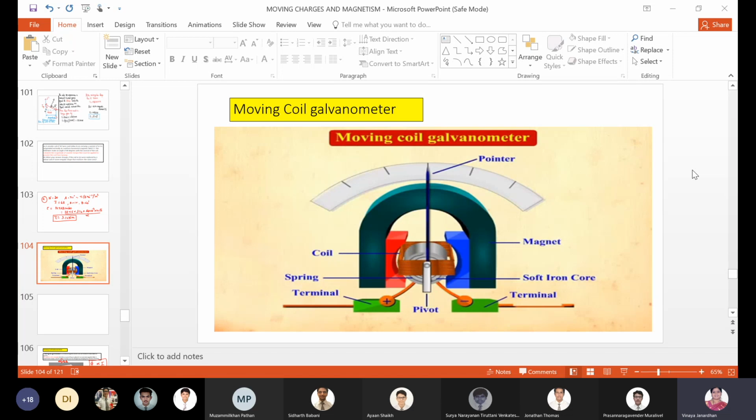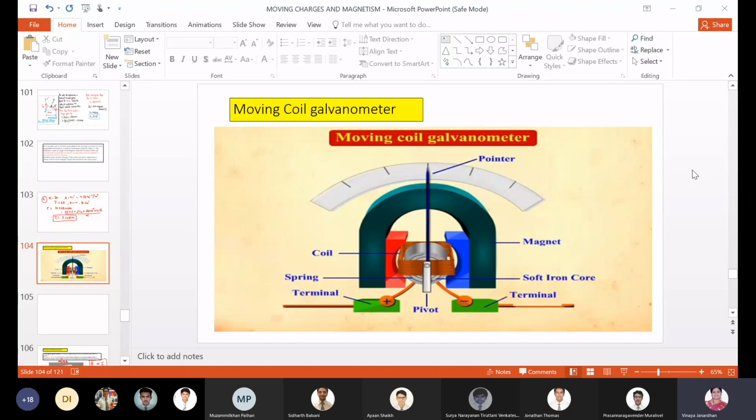Whether it is a galvanometer, a measuring device, an ammeter, or a voltmeter, all your measuring devices are based on the principle that a current carrying coil placed in a magnetic field will experience a force and begins to deflect. Are you clear, boys? The current carrying coil placed in a magnetic field will experience a torque and begins to rotate. Now, the degree of rotation depends on so many factors.